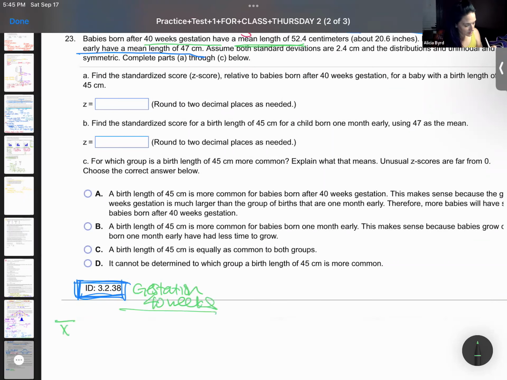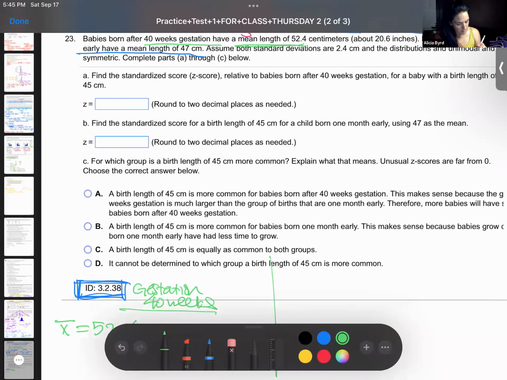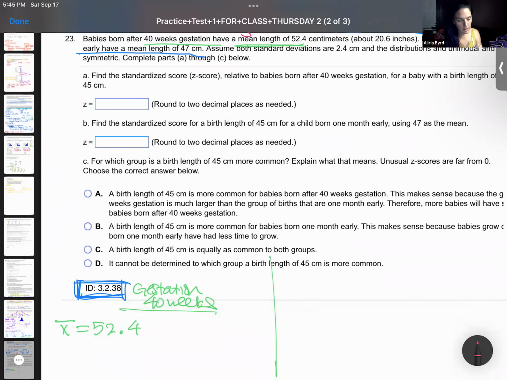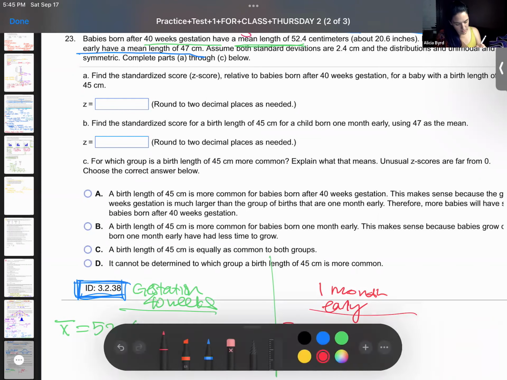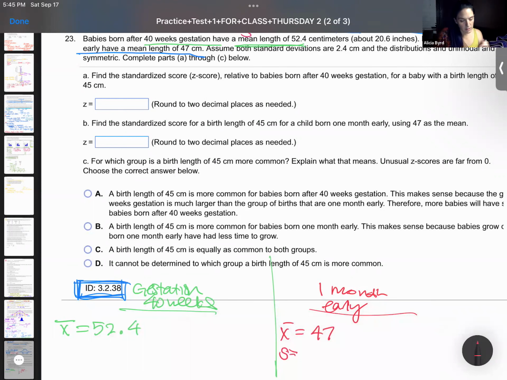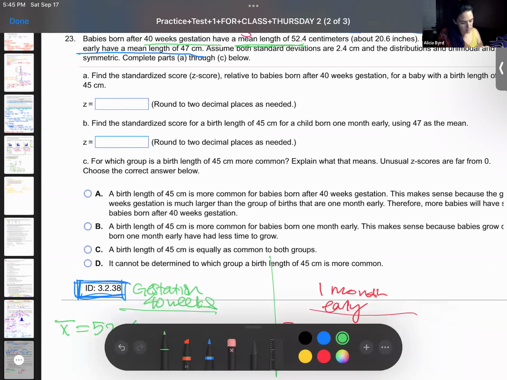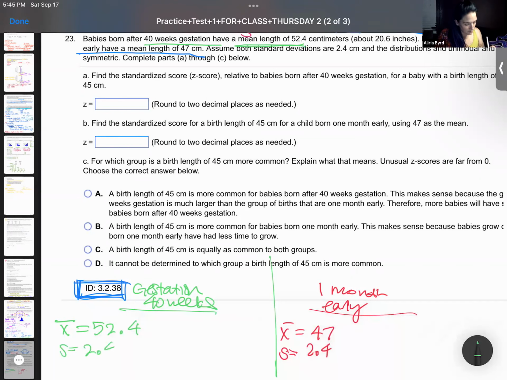Then what we're getting is X bar equals 52.4. Now, the other data set is babies born 1 month early. If 1 month forward, it'd be about 36 weeks, but we're not going to go into all that. They have a mean length X bar equal to 47 centimeters. So you would expect them to be less. Assume both standard deviations are the same, sigma, or S in this case because it's a sample, would be 2.4. And on the right, again, S equals 2.4.